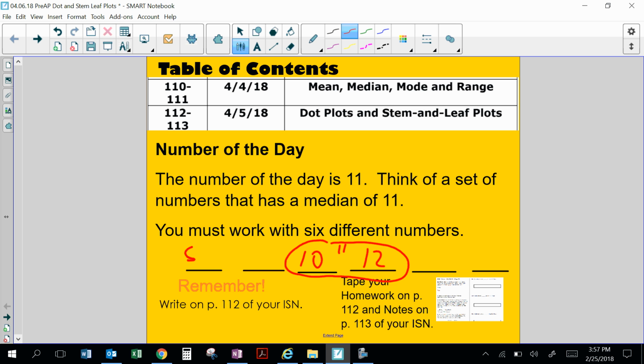Then I'll put 8 and a half, 9, 100, and 1,000. Are they listed in order? Yes. The two numbers in the middle are 10 and 12, and what's in the middle of them? 11. If you add 10 plus 12, it is 22. Half of it is 11, so it works.